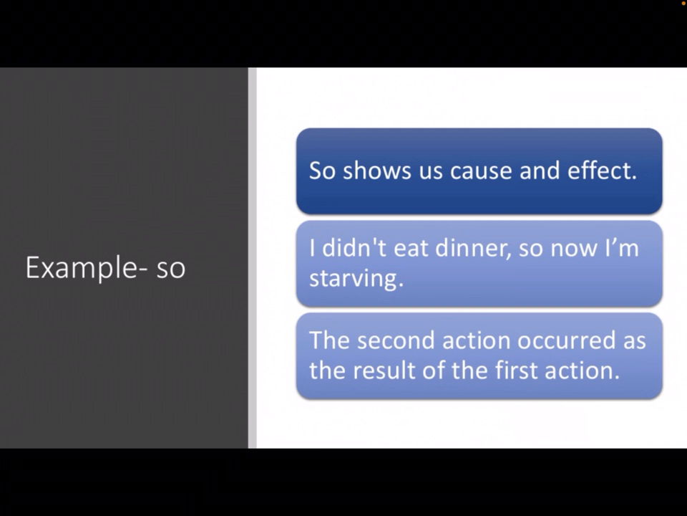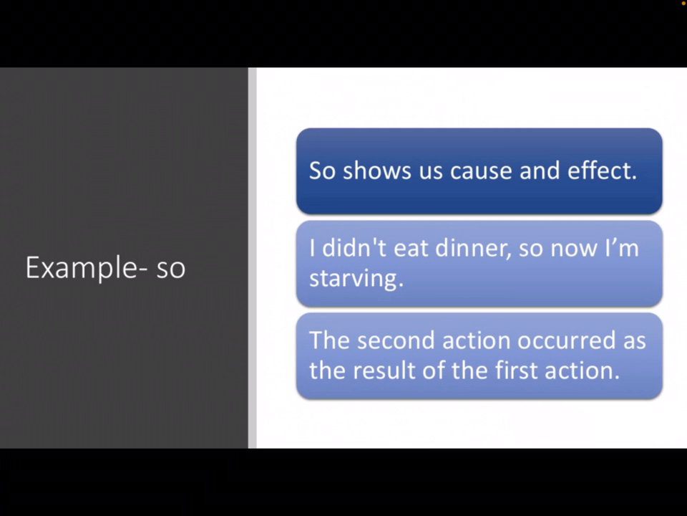I didn't eat dinner, so now I'm starving. So means, I believe, the second action occurred as a result of the first action. So when we use so, it means that it is the result of the first thing.